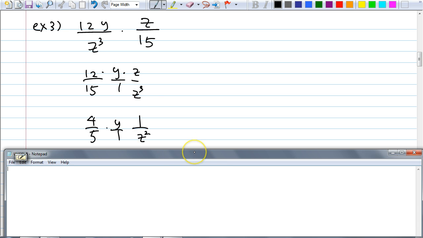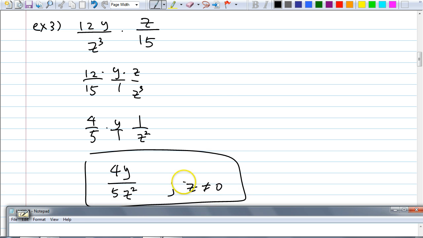That's very different. Now, do I leave it this way, or should I simplify further here, Robert? Yeah, you can cross out the 1's. Or I could just multiply 4y times 1, which is just 4y. So tell me what to write. Yeah. And then, did you guys remember to put down that restriction? z can't be 0.